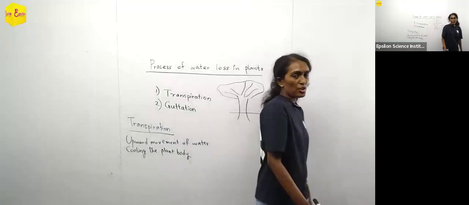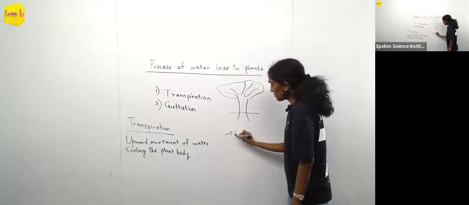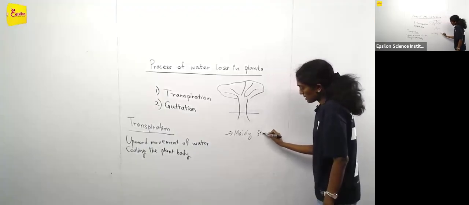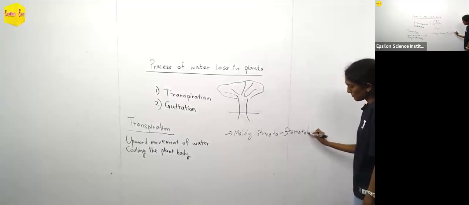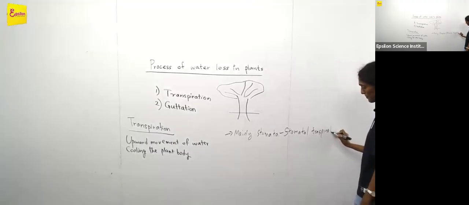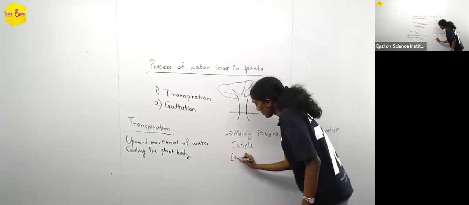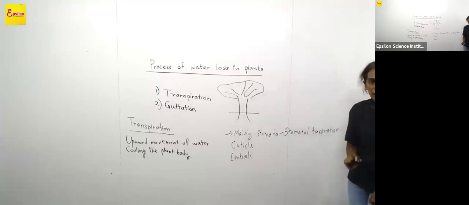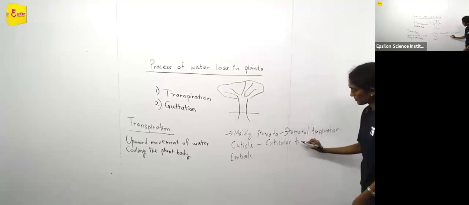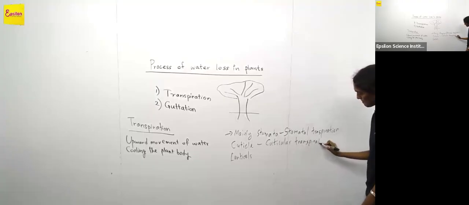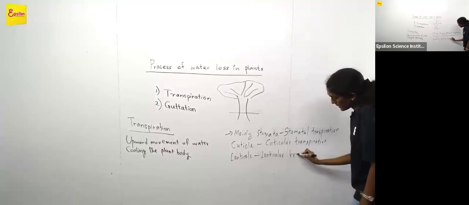I told you transpiration happens in the aerial parts of the plant, and there are three structures involved in transpiration, mainly stomata. If the transpiration occurs through stomata, we call it stomatal transpiration. Also through the cuticle and lenticels the transpiration occurs: cuticular transpiration and lenticular transpiration.